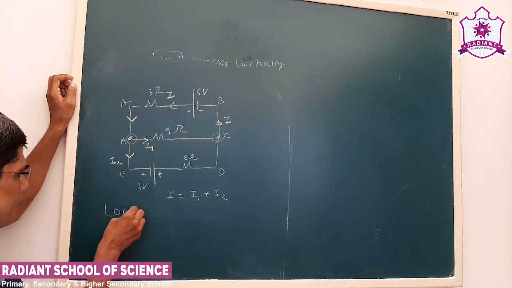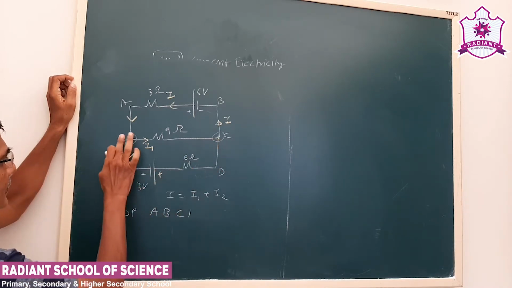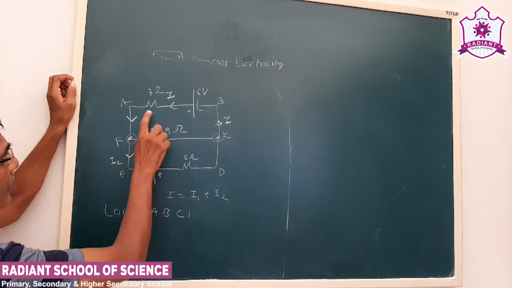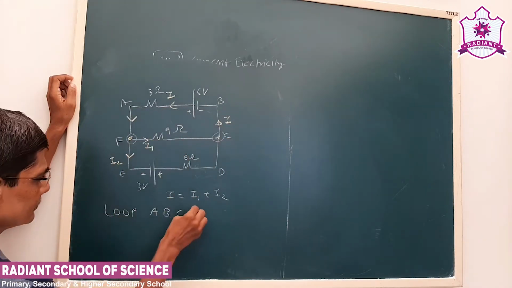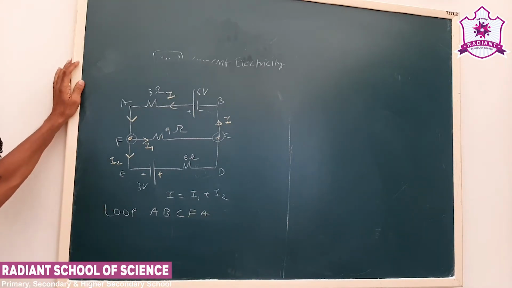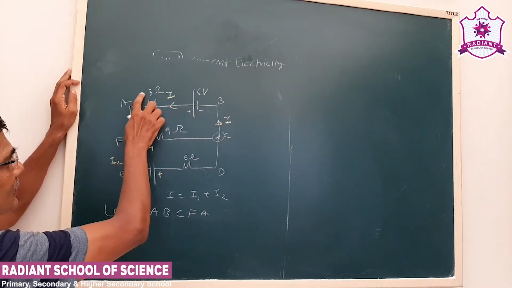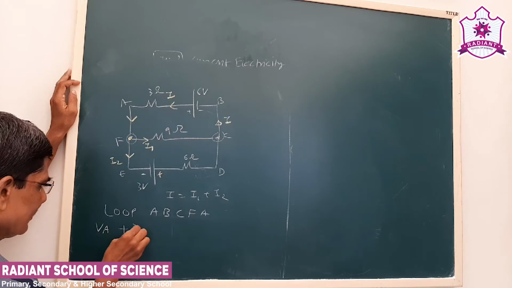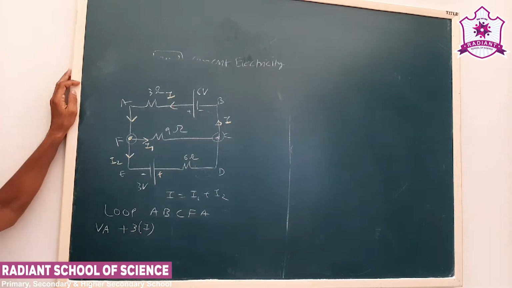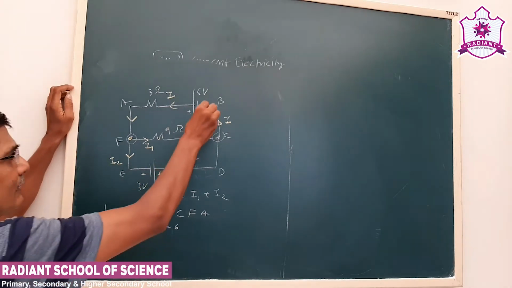First we use loop A, B, C, F, A. Now we use Kirchhoff's second law starting from A. When we move from A to B, we move in the opposite direction of the current, so that is plus IR by using the convention, 3 into I. Now plus to minus of the battery, that will be minus 6. Okay, see, we have reached up to here.